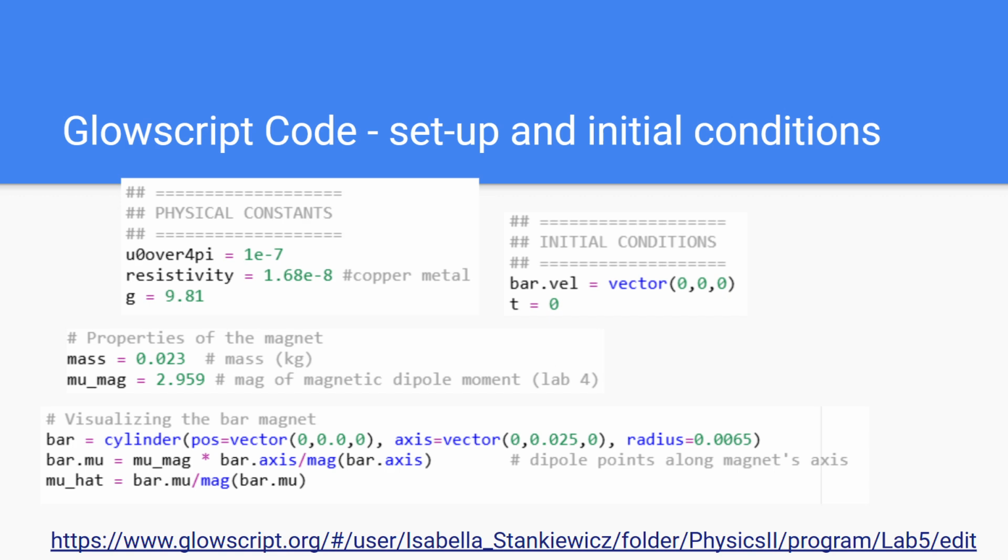So the initial velocity of the bar magnet was just 0 in the x, y, and z components, and time starts at 0. Physical constants in this experiment are Km, mu naught over 4 pi, which is 1 times 10 to the minus 7th, the resistivity of copper, 1.68 times 10 to the minus 8, and the gravitational constant, 9.81. And the properties of the magnet, mass and magnetic dipole moment, are both represented here. And then the last piece of code demonstrates the visualization of the bar magnet, the position, magnitude, and then the direction of the bar magnet, the mu hat.